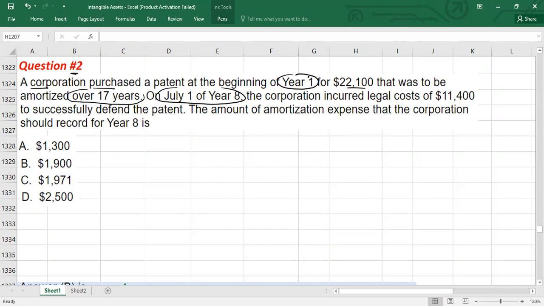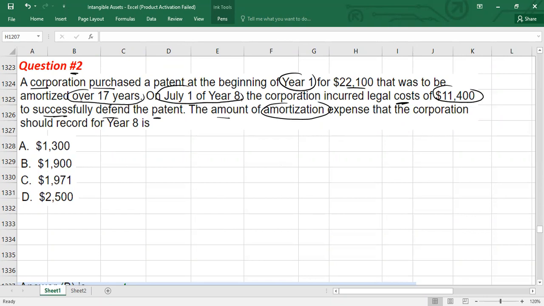Please remember, guys, here you are sitting in year 1, and now you are sitting in year 8. On July 1st, year 8, the corporation incurred legal cost of 11,400 to successfully defend the patent. The amount of amortization expense that the corporation should record for year 8 is... So, guys, the question is not as simple as you might think, but when you solve it, you will see the complexity here.